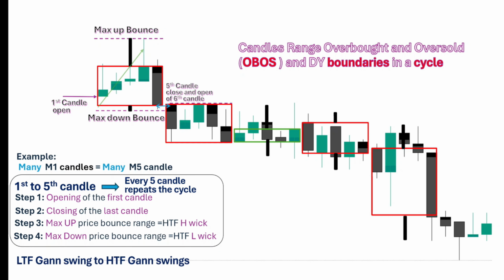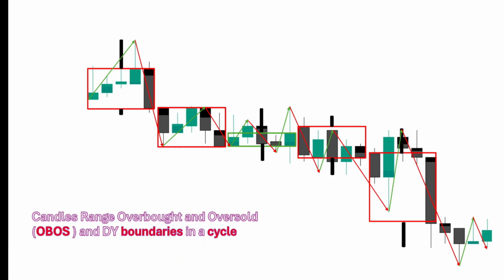Now we're going to use the same concept, but this time we're going to focus on Gann swings, high time frame and lower time frame, especially Gann swings, and we're going to use this to define our boundaries and overbought, oversold based on the candle range. So now have a look at this one first. After defining our Gann swings in the lower time frame and plotting it, if you look at the very first candle of the higher time frame, we are going to call its high 0.1, and the low of the candle is 0.2.